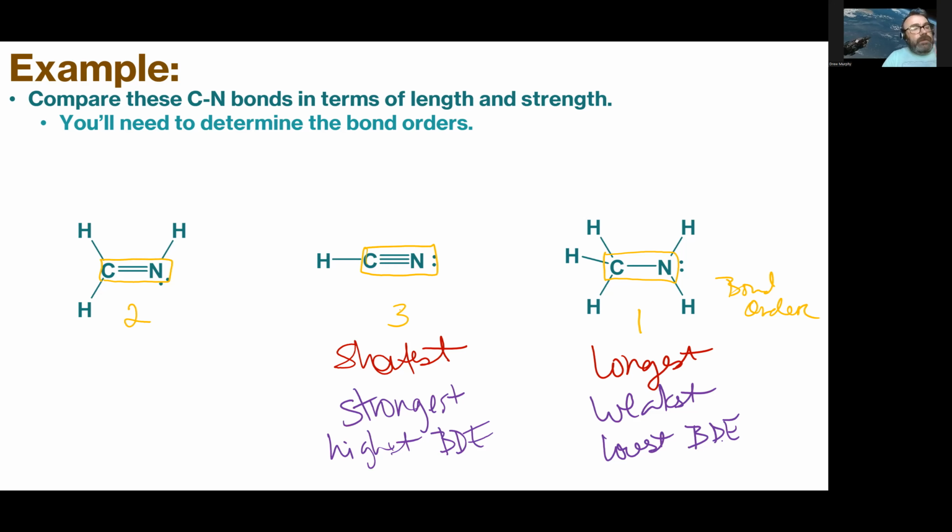So you're going to need to be able to figure out bond order, compare bonds based on their length and their strength depending on their bond order, draw some simple Lewis structures, identify doubles and triples and all that kind of stuff. And then we're going to make it a little bit more complicated in a bit, but we can handle it.